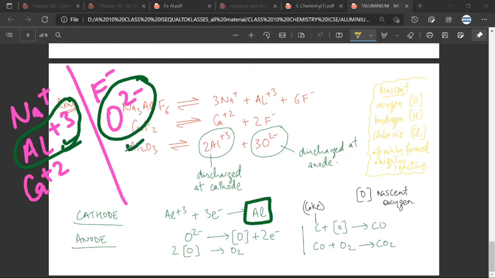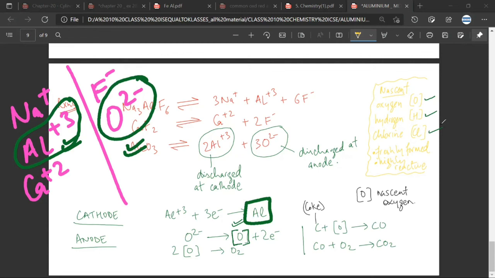When oxygen is discharged, it forms something called nascent oxygen. Nascent is newly born, freshly formed. So this nascent oxygen is highly reactive. In chemistry, you will usually find these nascent species: nascent oxygen, nascent hydrogen, nascent chlorine. Whenever you find them, they are highly reactive. They are freshly formed in a reaction and they are highly reactive.